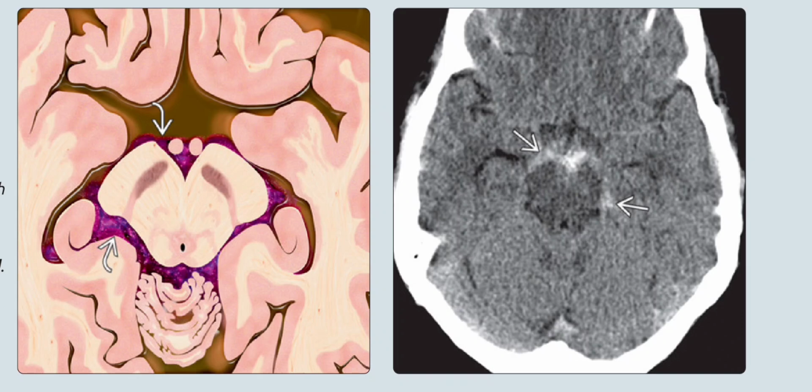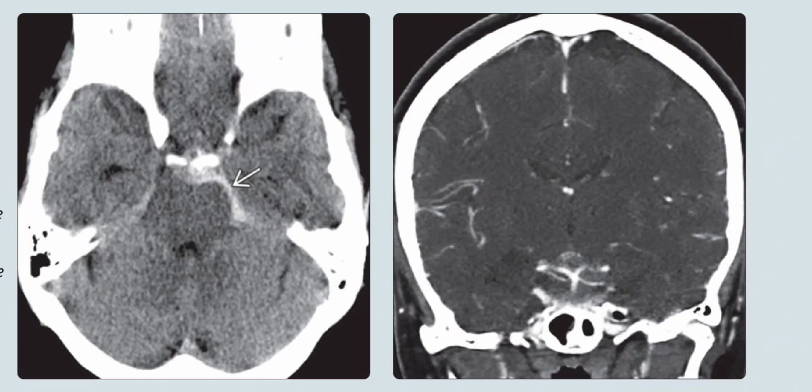Right is the axial non-enhanced CT scan of a 49-year-old woman in the ER with a thunderclap headache. It shows subarachnoid hemorrhage around the midbrain in the perimesencephalic cisterns. Also note the absence of blood in the sylvian fissures and the anterior suprasellar subarachnoid space.